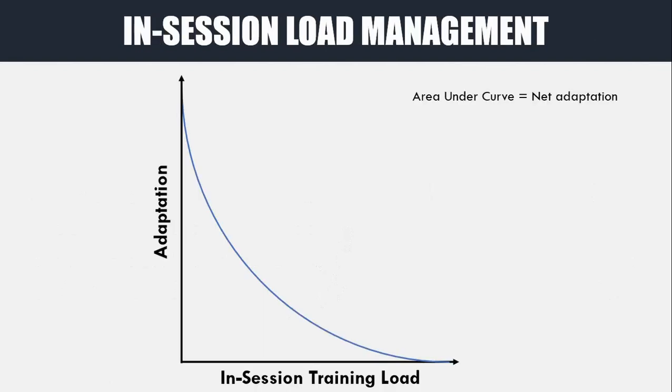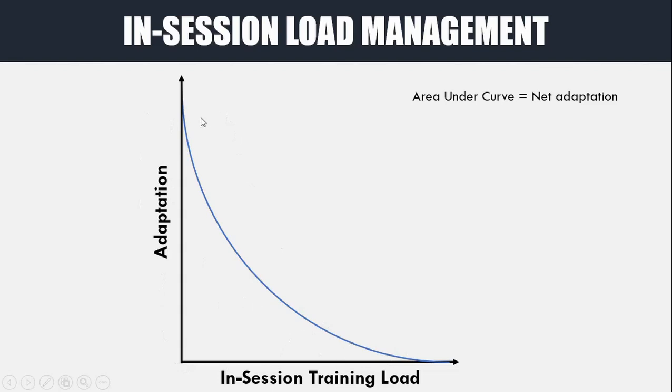So now that we've established what training load is, we can now move on to how we're going to manage that training load. So from the most acute sense, the per session training load, we need to first understand how to manage that. So during an individual training session, the higher the training load is, the less net adaptation we get per unit of training load. And I've used this graph to help make that concept more clear.